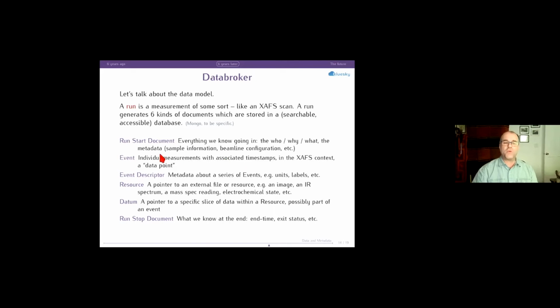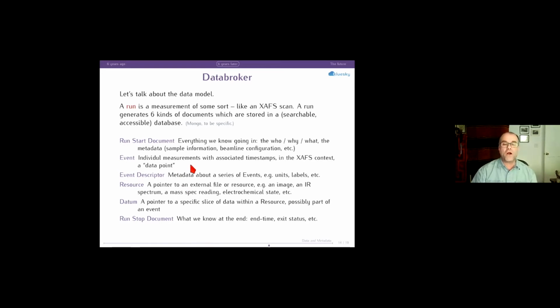There's a document that is the start document where we can write down everything about the experiment that we know going in. So that's the who, the what, the why, and all of the kinds of metadata you can think of go into the start document. There's also a stop document. So that's the things we know at the end of a run, the time that it ends, its exit status, whether it succeeded or failed, that kind of thing.